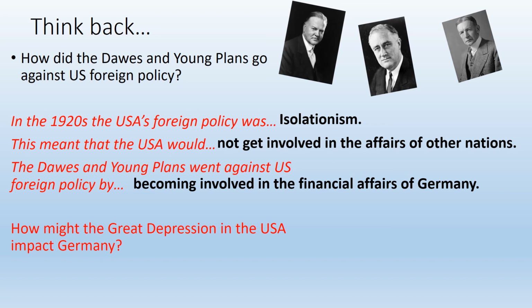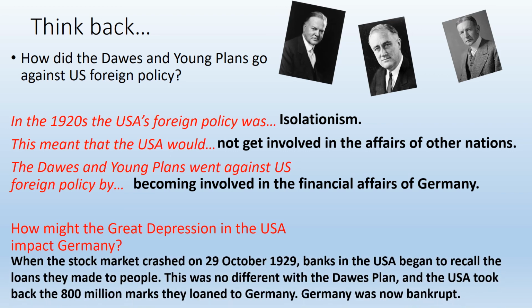Now, if you remember back to the Dawes plan, that injected 800 million gold marks into the German economy. And the moment the stock market crashes, banks started recalling the loans that they had out to local people in America. And this was no different than with the Dawes plan. The moment that the banks crashed in America, they called back that 800 million marks they lent to Germany, and Germany was now bankrupt.